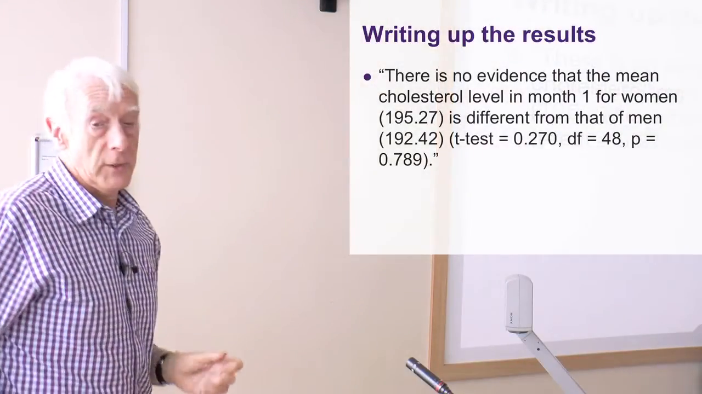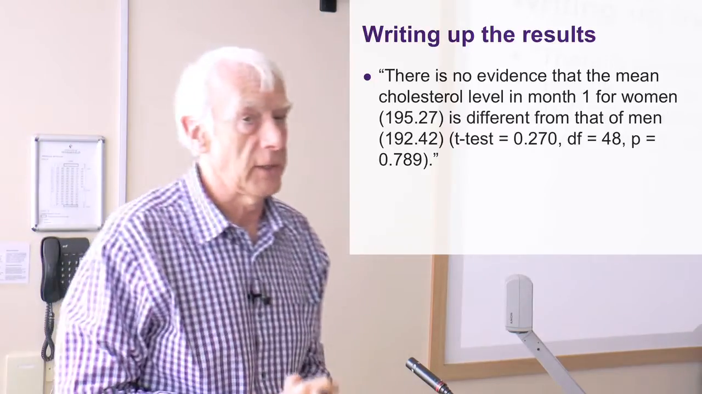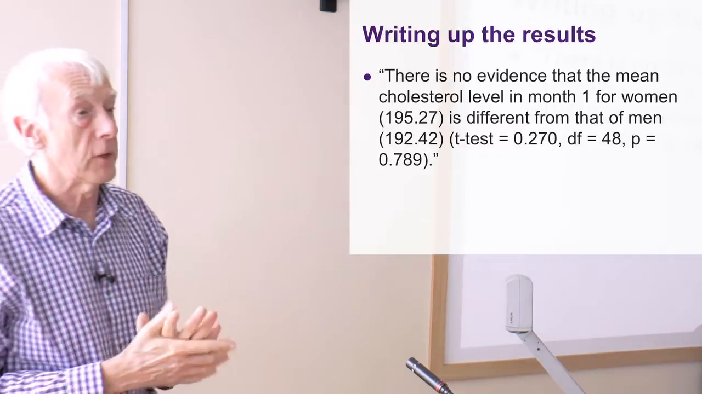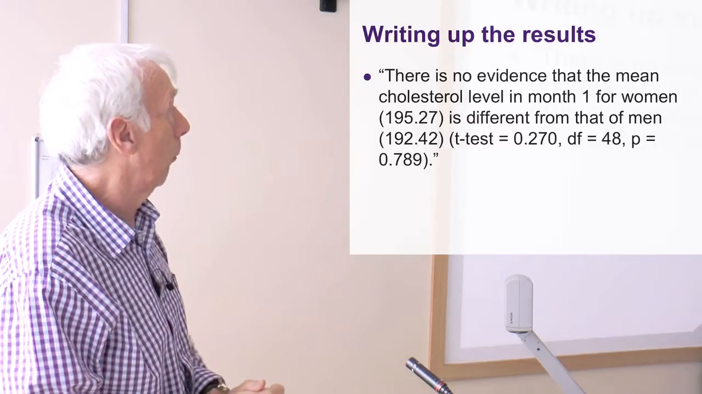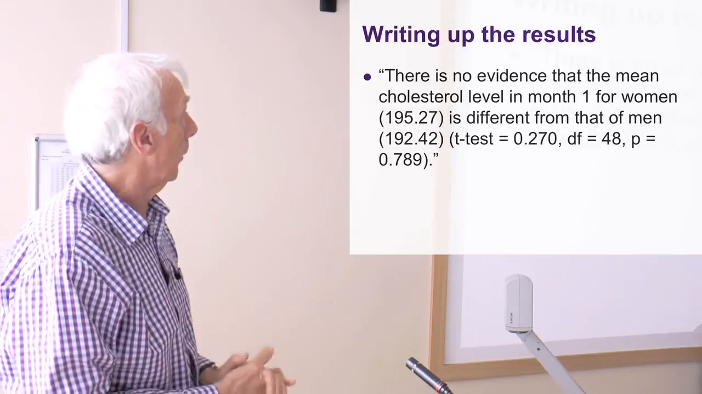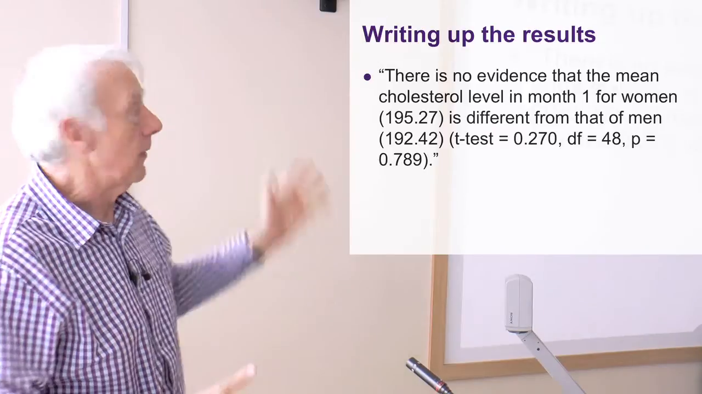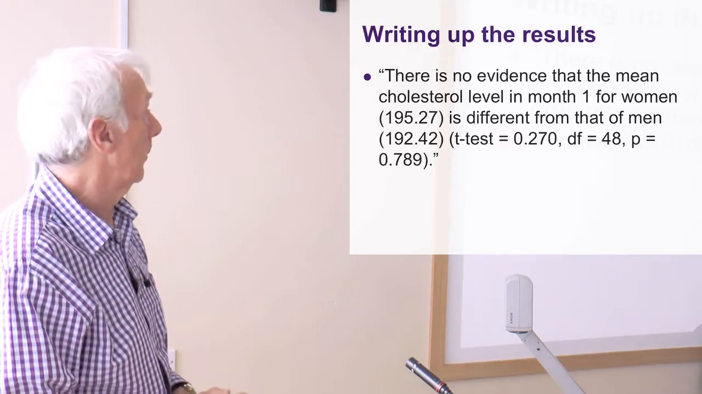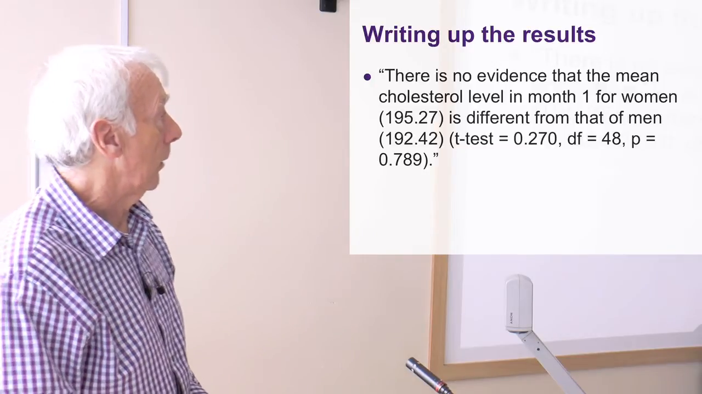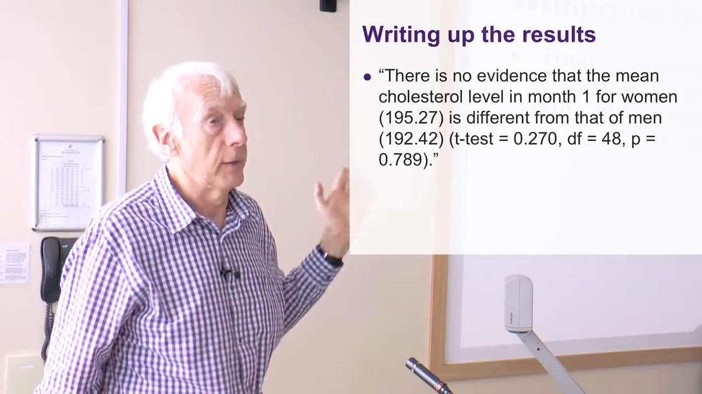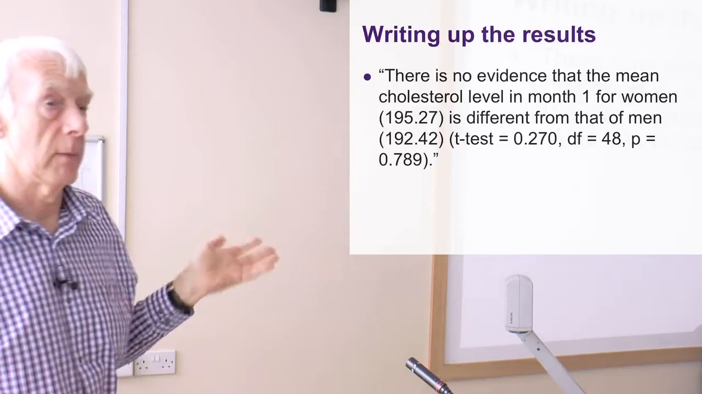Okay, so how do you write up the results for that? In this case, there was no reason for rejecting the null hypothesis. There was no evidence of any difference between the two groups. So we say that. There is no evidence that the mean cholesterol level in month 1 for women, which I've given the actual figure here, is different from that of men, and the figure for them, and then the t-test values below that. T-test equals 0.270, degrees of freedom 48, and p equals, I've actually given the accurate figure here from the SPSS output, or you could simply say, p was greater than 0.05.